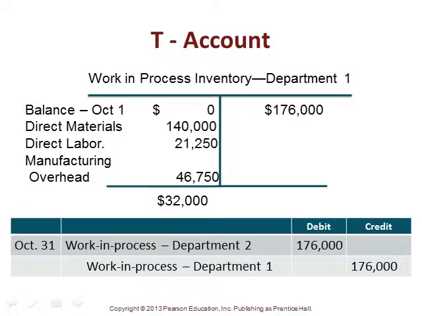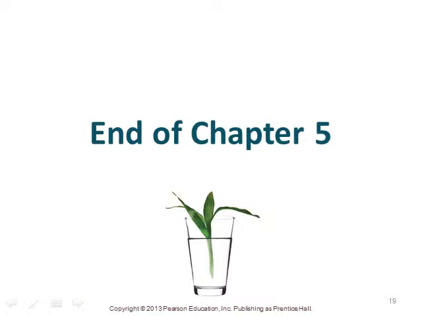And then at the end of the month we would move all of those costs associated with the equivalent units of production out of Department 2 into Department 3. And so on and so forth until we essentially have completed the product and are ready to move it to the finished goods inventory account. So that concludes Chapter 5.